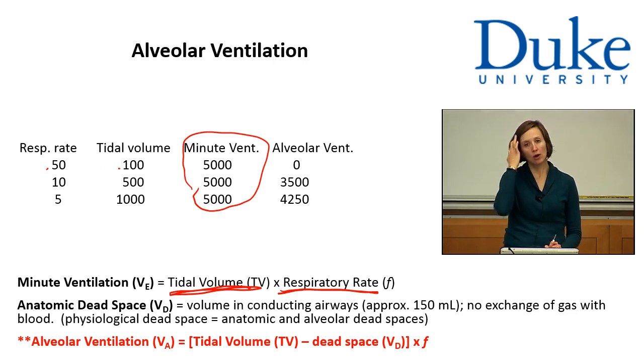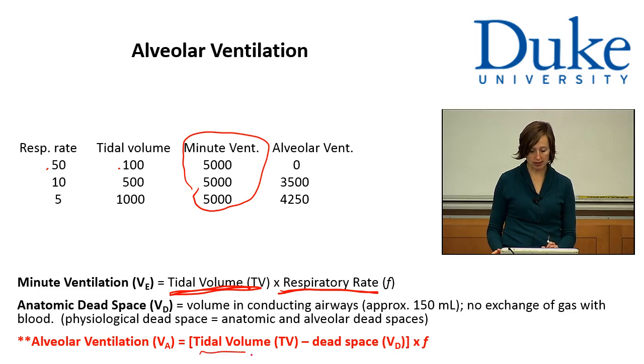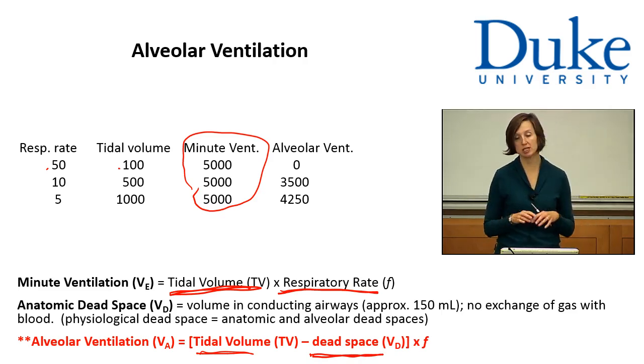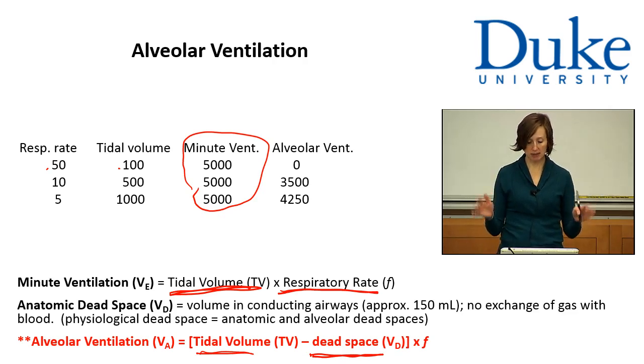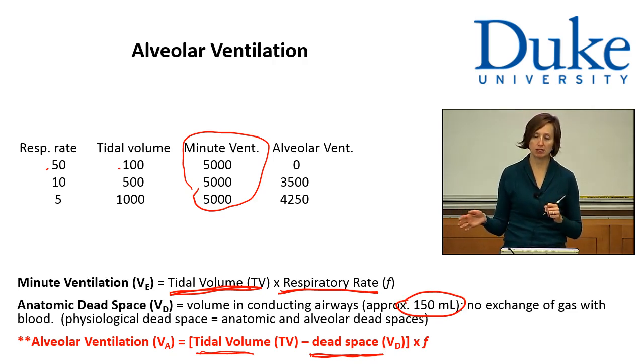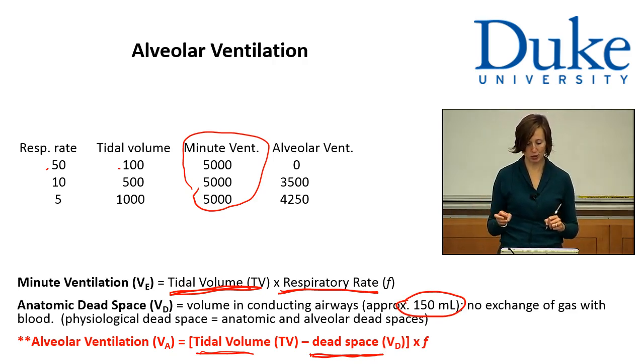However, we know now that we really need to consider alveolar ventilation. That's what we care about, how much fresh air is getting to the alveoli. So to calculate that, we're going to take the tidal volume and subtract the volume of the dead space, which in this case we're going to assume is just the same as the conducting space volume of 150 mils. And then we're going to multiply it by the respiratory rate.